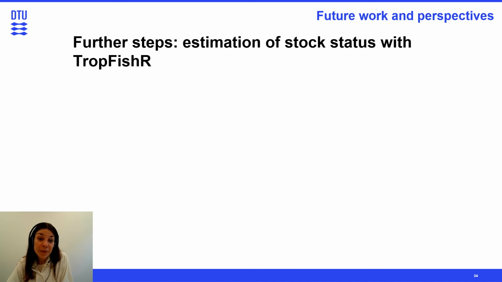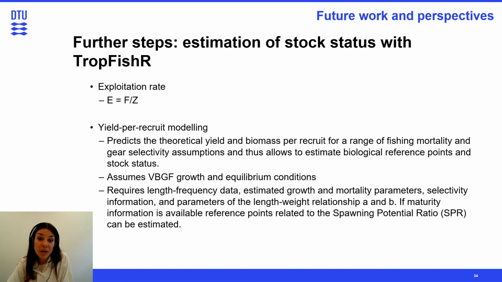The estimated parameters can be used in further analysis using TropFishR, for example to estimate exploitation rates or for yield per recruit modeling. In yield per recruit modeling, biological reference points and stock status can be estimated by predicting the theoretical yield and biomass per recruit for a range of fishing mortality and gear selectivity assumptions.